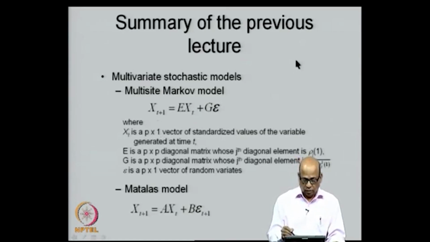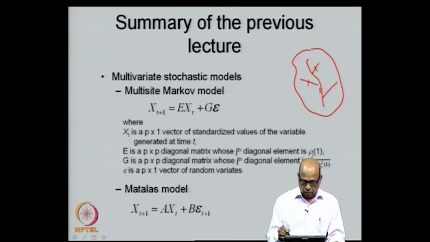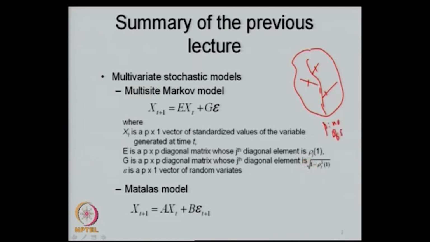So, let us say that you have a case where you are talking about generation of flows in site number 1, site number 2, site number 3 etcetera. So, like that you have p number of sites. So, at every site you have a time series of flows available. These are the observed flows, and that is what defines the vector x t here.